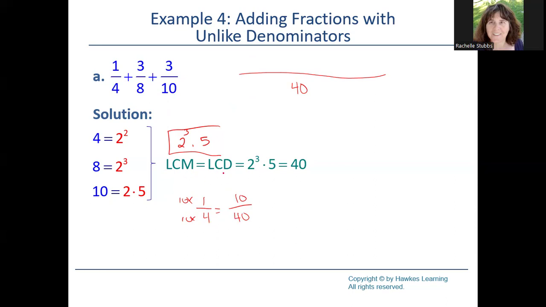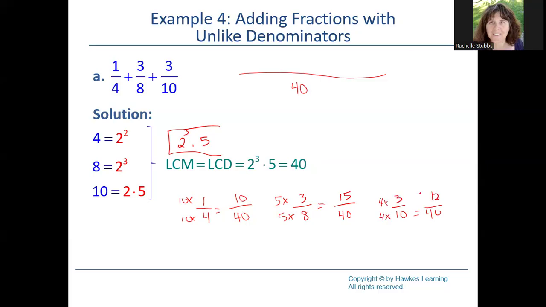And if I were doing the 8, how did I make 8 be equal to a 40 on the bottom? Well, I times it by 5, right? And my top was a 3, so 5 times 3 is 15. And finally, how did I make a 10 become a 40? Well, I times it by 4, so I need to times the top by 4, and it was a 3 up there, so I get 12.